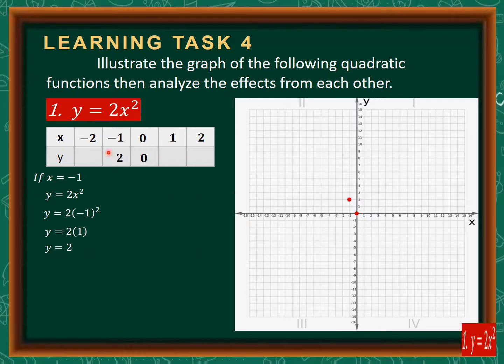If x is equal to negative 2, so therefore, substitute ulit natin. Okay, so that would be 2 times negative 2 squared. Negative 2 squared is equal to 4. So 4 times 2, that is 8. So if x is negative 2, y is equal to positive 8. Ayan. So, we have ordered pair natin ay negative 2, 8.